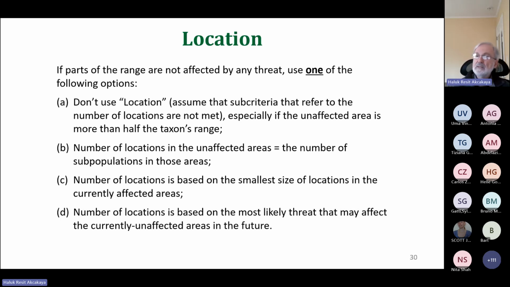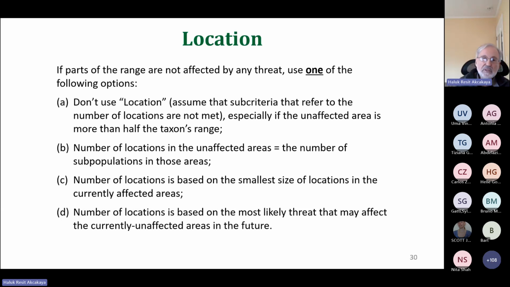Another option is that the number of locations in the unaffected areas is set to the number of subpopulations in those areas. And the thinking here is that each subpopulation is potentially its own risk area because of demographic stochasticity or Allee effects or other demographic processes, putting those species at independent risk in different subpopulations. Therefore, each subpopulation can be considered a separate location, especially if subpopulations are small. Even if they are not under threat, if they are small, then they can go extinct because of demographic stochasticity, so they can be considered as locations.